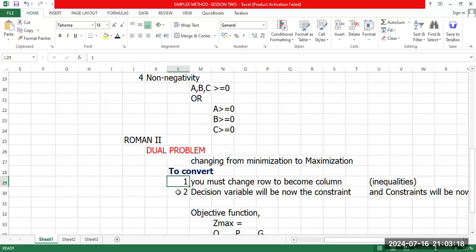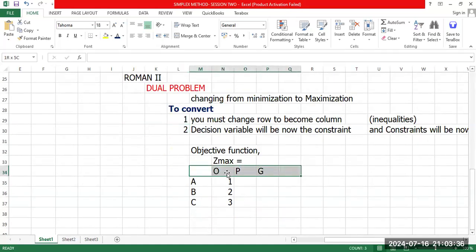I had to put these two rules. One, you must change row to become column. Then rule number 2, your decision variable will now be the constraint. And we have done that from here and here. And you will see why we are doing that. When we start bringing inequality, you will see the reason clearly.